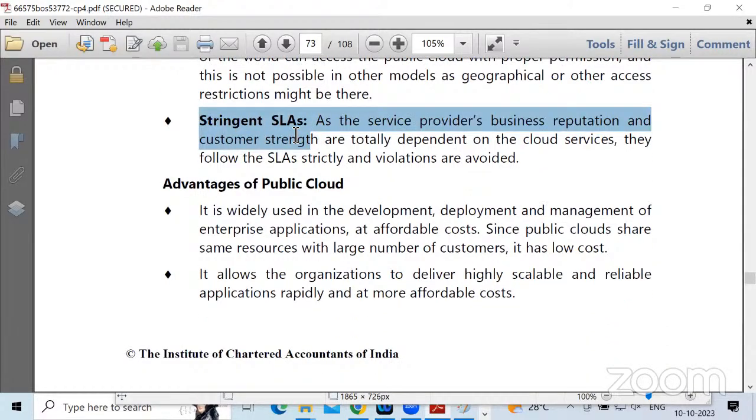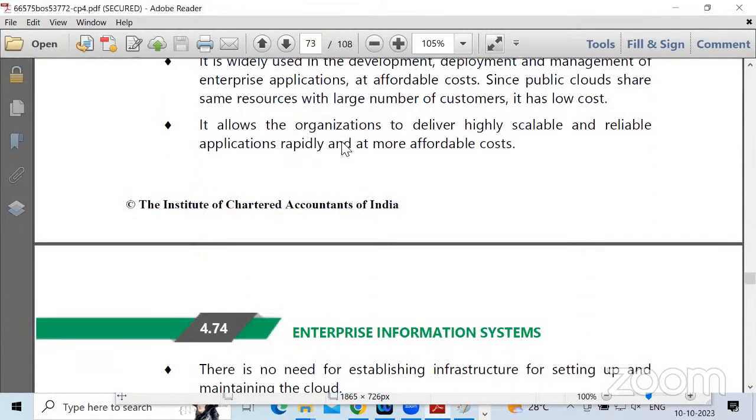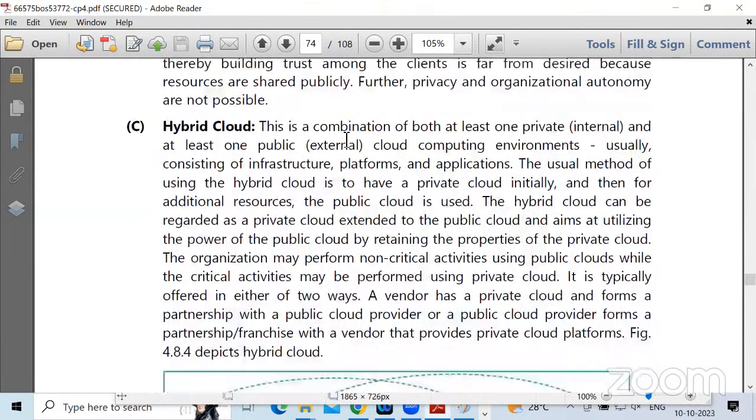Why stringent SLAs? Because it is in public. Therefore, naturally, you have to go for stringent SLA. Otherwise, there will be outage, huge amount of outage. So these are all the characteristics. So, advantages and disadvantages, let's go to that.